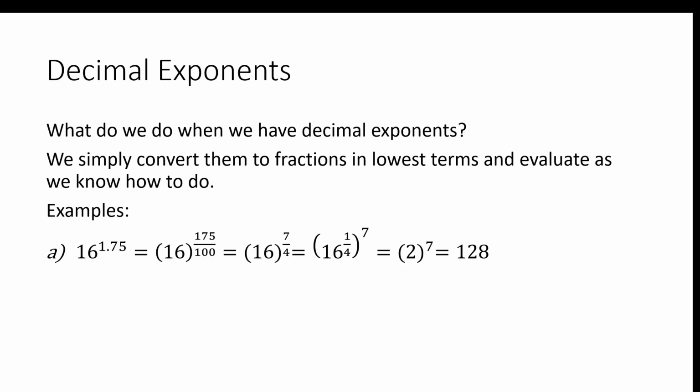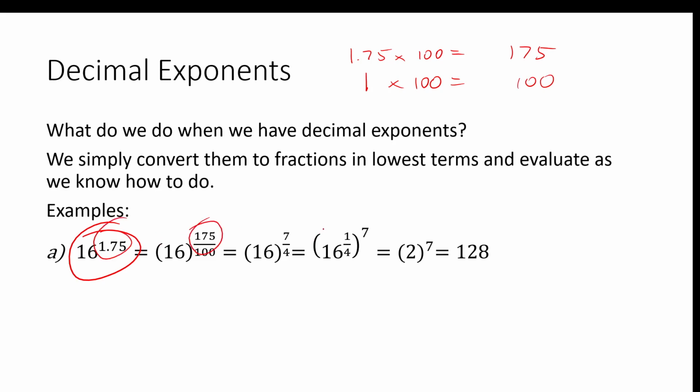Now, what if we have decimal exponents? Well, what we do is simply convert them to fractions in lowest terms and evaluate the way we already know how to do. So if we were given the expression 16 to the exponent 1.75, we could see multiplying 1.75 times 100 definitely gives us 175. And multiplying 1 by 100 definitely gives us 100. So we could change 1.75 over 1 to 175 over 100.